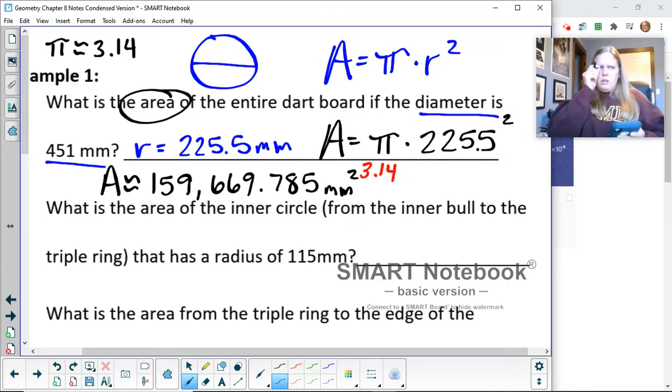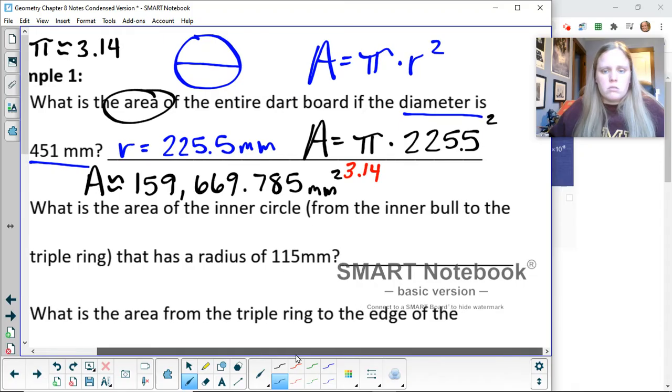So if I think about a millimeter, that's pretty small. So, okay, that makes sense. We got 159,669.785 millimeters squared for the area. Okay, what is the area of the inner circle?